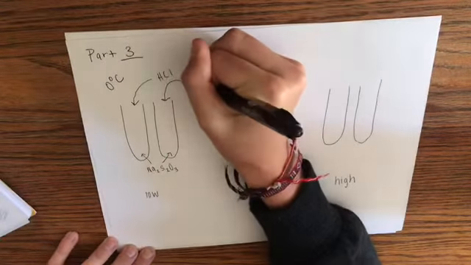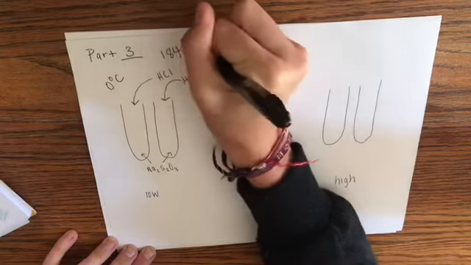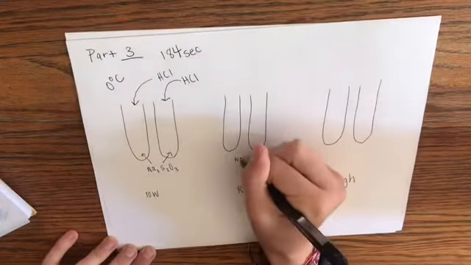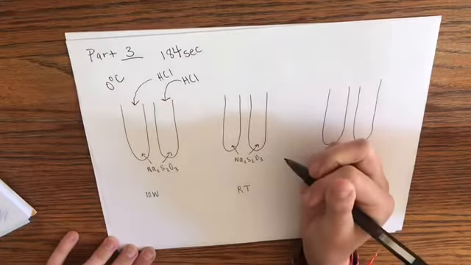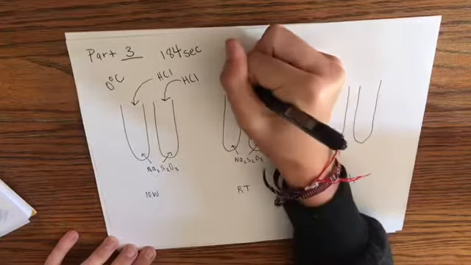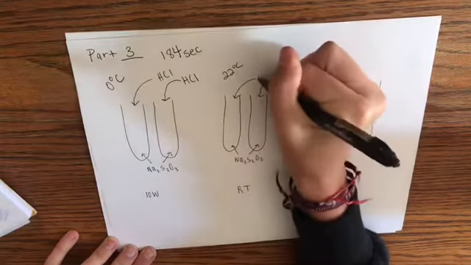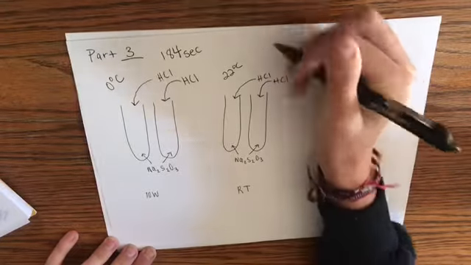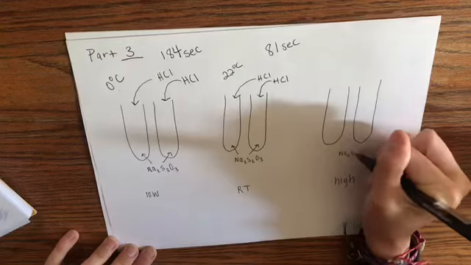We also had in there Na2S2O3, and we tried to find out how long it would take for crystallization to occur. For the low, it took 184 seconds. For the room temperature set, it took 81 seconds. And for the high, it took 31 seconds.